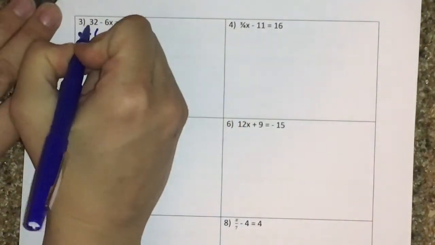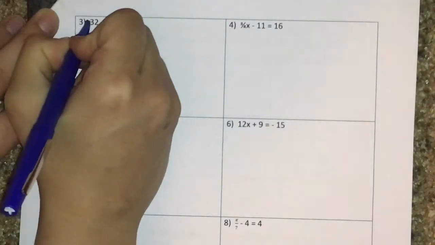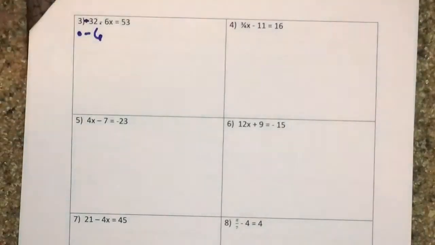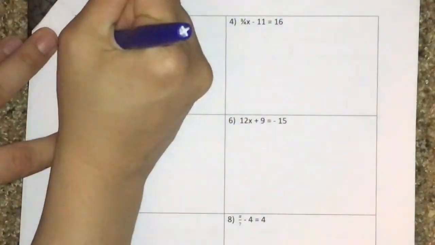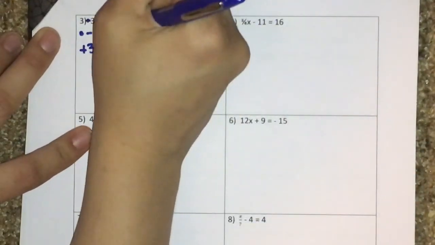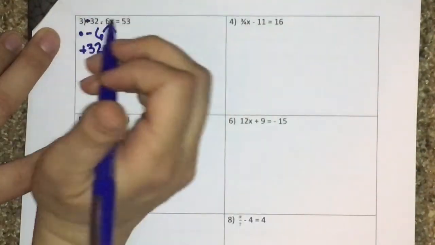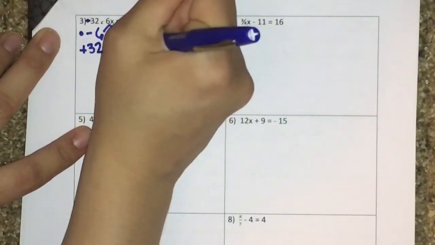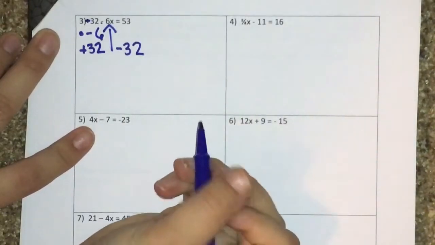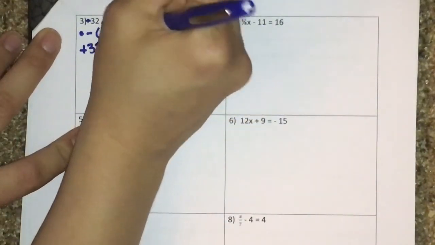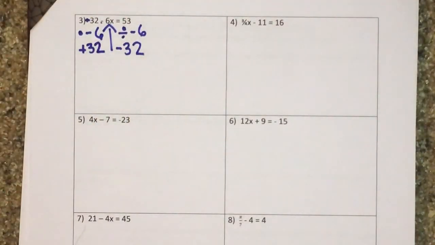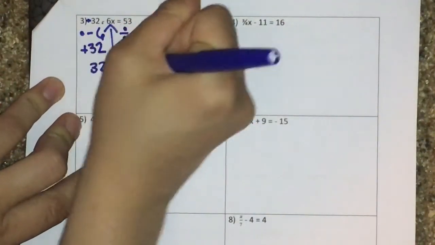Well, now we have a positive 32 here. Reminder that the negative belongs to the 6 and not to the 32. So we are technically adding 32. Now in order to solve this equation, we need to do the reverse opposite of this. So instead of adding 32, we need to subtract 32. Instead of multiplying by negative 6, we need to divide by negative 6.